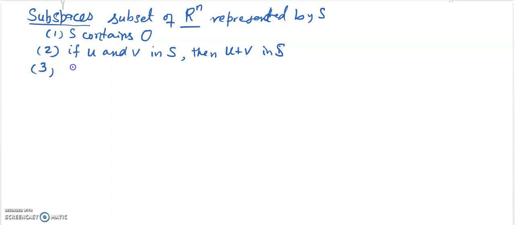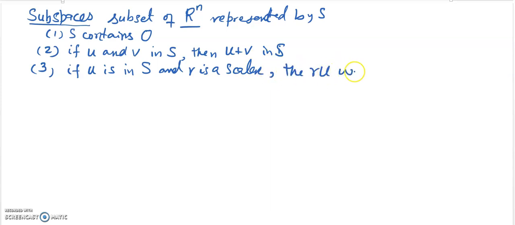The third condition to meet for the subspace is that if u is in S and r is a scalar, then r times u will be in S. So if we want to confirm that a subset of Rn is a subspace, then we have to meet these three conditions.